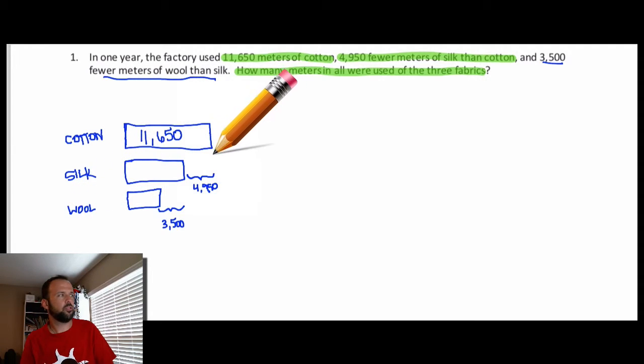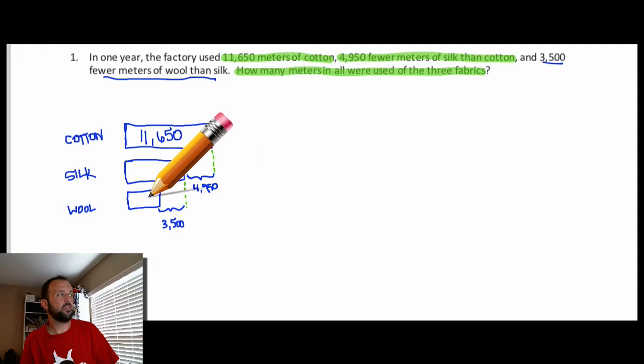Okay, and just to help you maybe visualize that a little bit more, if this is my cotton that I started with, I have to find 4,950 less than that to get my silk. And if this is the silk I started with, I'm going to have to find 3,500 less than that to find out how much wool I have. So I don't know these two numbers yet, but once I have them, I can add them all together to figure out how many meters in all were used, but I don't know what they are yet.